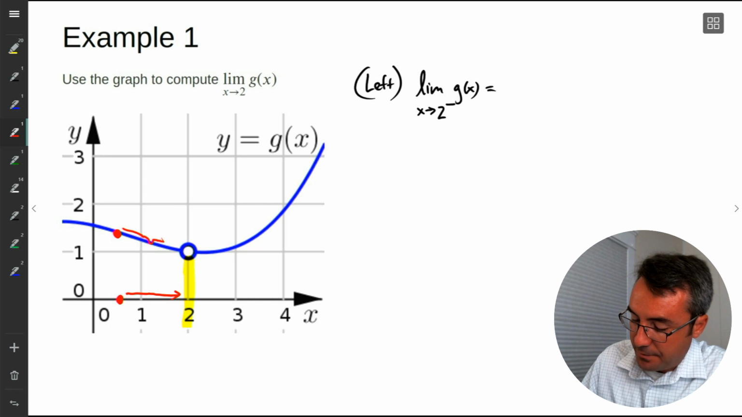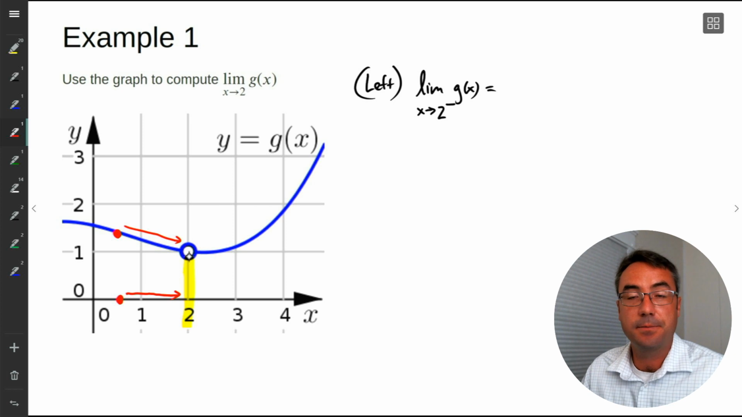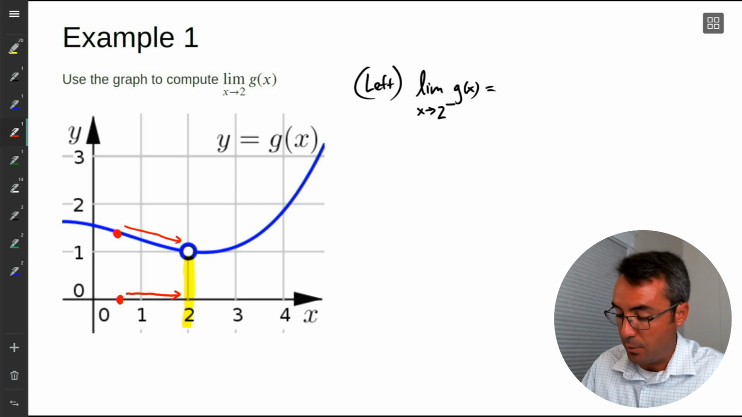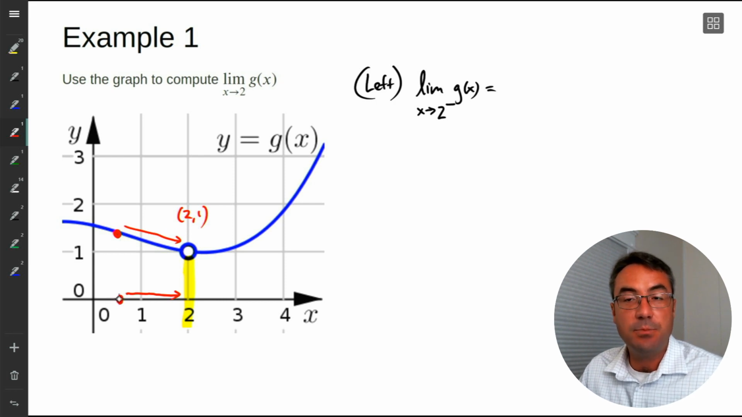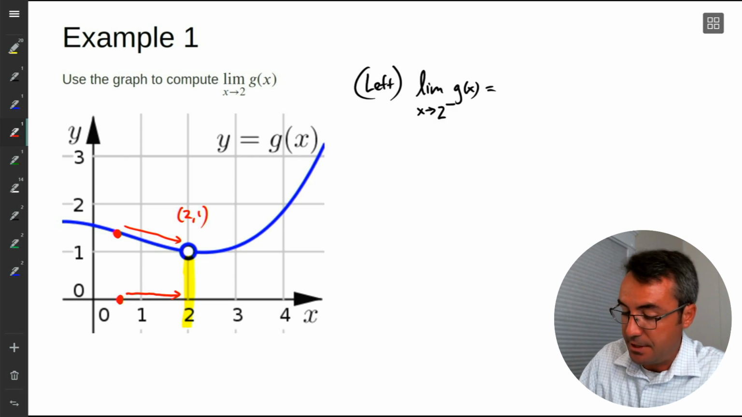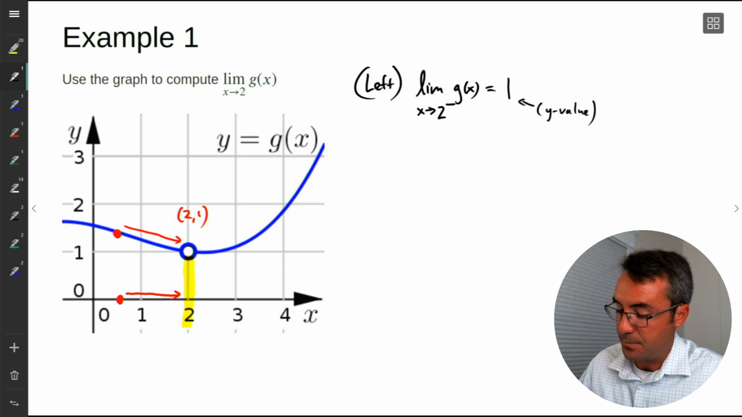And it looks like as we do that, we're going to get closer and closer to this point right here. So what are the coordinates of that point? Well, that is 2, 1. And so if we look at this input value that's on the left, and if we move that point closer and closer along our curve, it looks like we're getting closer and closer to this point right here, and the y coordinate is 1. So we say that our left-hand limit here, as x approaches 2 from the left, is equal to 1. So again, this is just the y value. This is our y coordinate of that point.